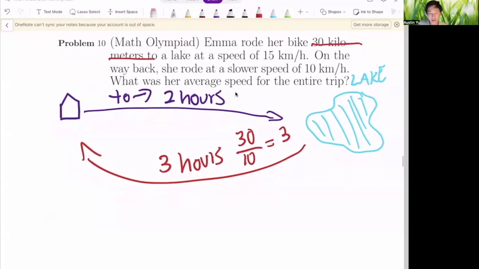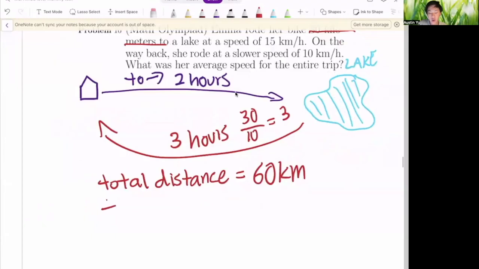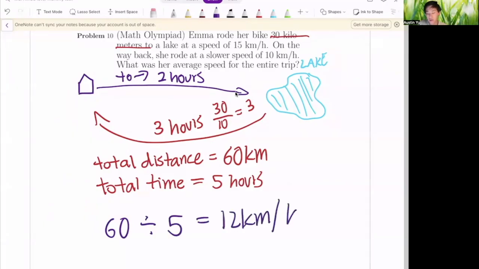So the total distance would be 30 times 2, which is 60 kilometers. And the total time taken would just be 2 plus 3 hours, 5 hours. Which means that when we divide 60 by 5, this would give us 12 kilometers an hour. Or in other words, the average speed of her entire trip to and back from the lake is 12 kilometers an hour.